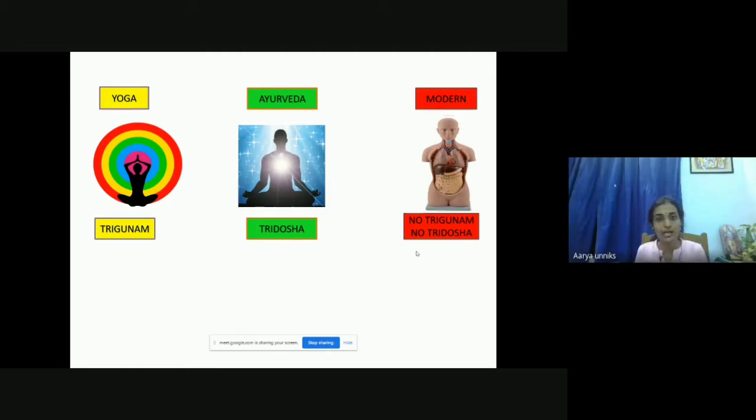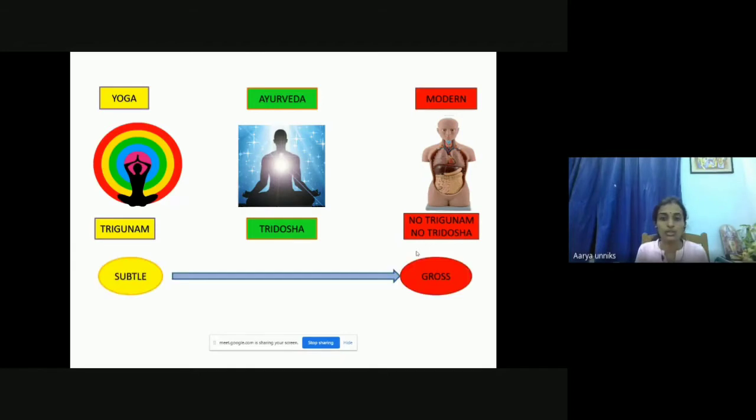Most of the Ayurveda doctors, or most of the students who come to learn Ayurveda, would have learned Darshanas before. So this knowledge would have helped them a lot in understanding the Tridoshas also, because they already knew what Trigunas are. They already knew the Yatha Pinde Tatha Brahmande principle, that what happens outside is also there inside. So it is a parallel science, but we cannot compare Yoga Shastra with modern science. In modern science, there is no understanding of Triguna or Tridosha. It's a flow from the subtle yoga to the gross modern science.